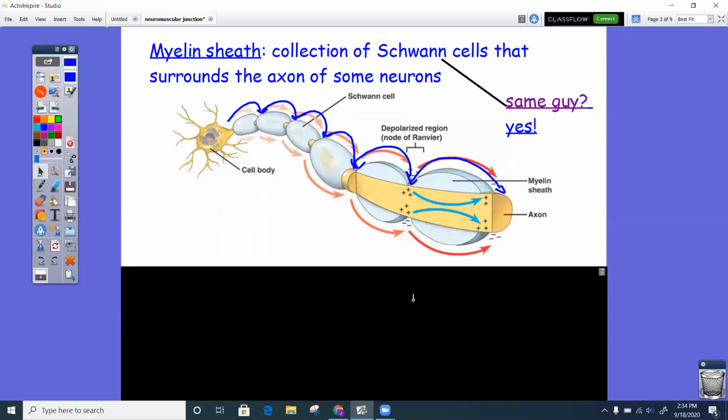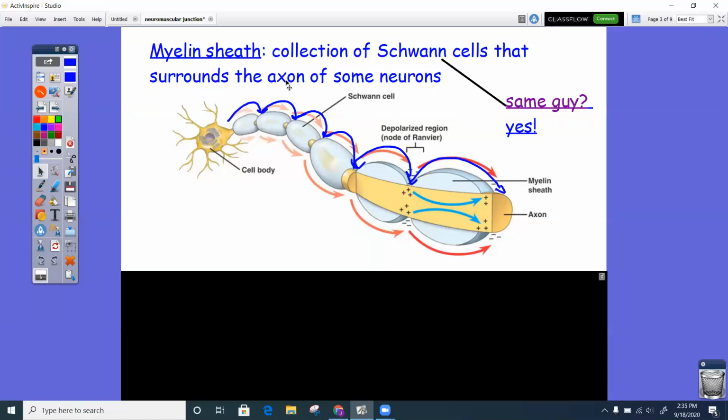All right, let's talk about the myelin sheath first. A sheath is like a case that you put your sword into. It's like a casing, and myelin is the substance that this sheath is made of. The myelin sheath is a collection of Schwann cells, which is what each of these marshmallow-looking things is called. Is that the same Schwann who said that all animals were made of cells? Yes, it actually is the same guy. That myelin sheath surrounds the axon of some neurons.